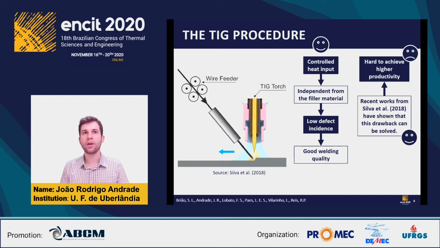The components of the TIG process are the wire feeder and the TIG torch, as can be seen in the following figure. The main reason for its good welding quality is that the heat input can be controlled independently from the filler material, which results in a low defect incidence. The limitation of the TIG procedure is that it's hard to achieve higher productivity. However, recent works have shown that this drawback can be solved.